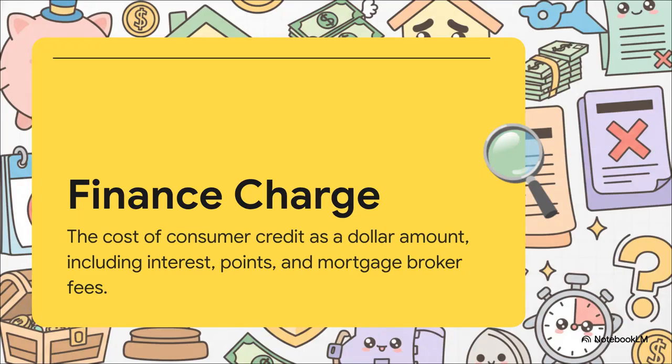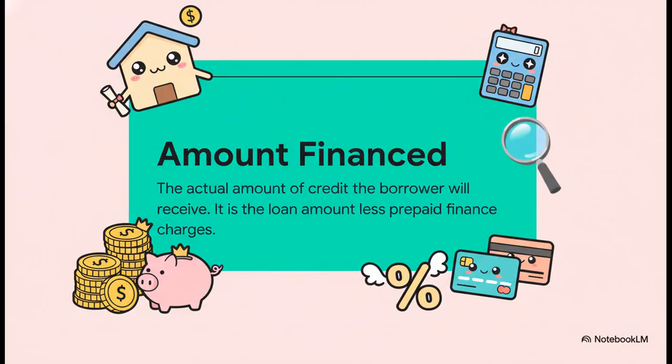And right alongside the APR is the finance charge. Think of them like siblings. While the APR shows the cost as a percentage, the finance charge shows that exact same cost, but as a total dollar amount. It's the grand total of everything the consumer pays to get that credit, like origination fees, points, and mortgage insurance.